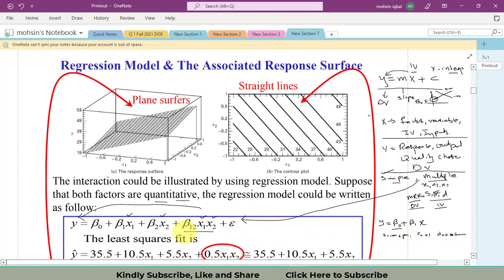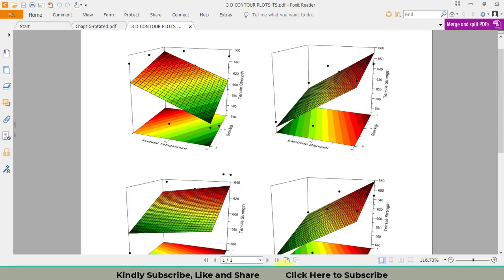The regression model could be written as follows. So this is our generic regression model for two factors. Now the question comes: how do these lines tell us? So I'm going to tell you in detail about this regression model by using my MSc research work. I've drawn similar models in the Origin software.